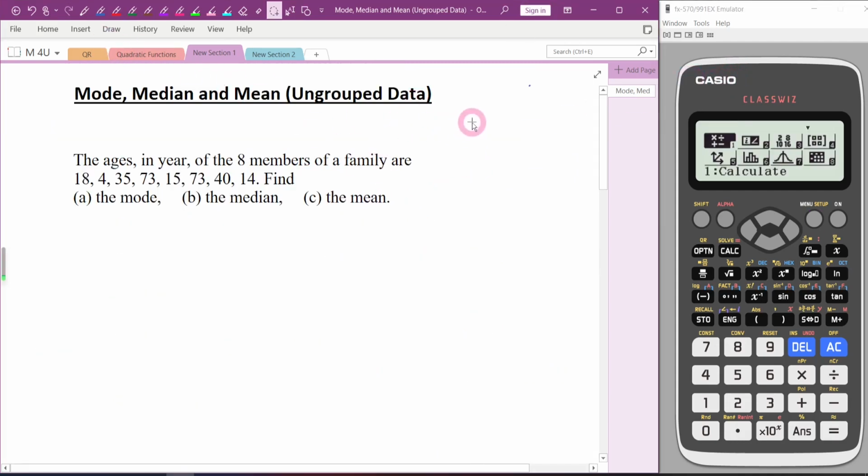Okay, now let's look at the first question. The ages in years of the 8 members of a family are this. So find the mode, median, and mean. Mode is the data which has the highest frequency.